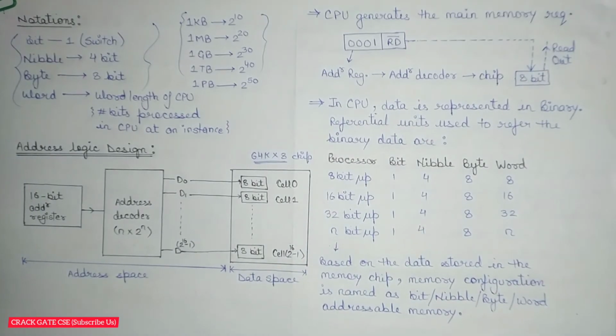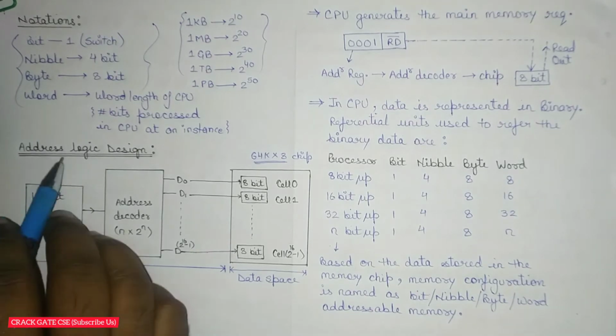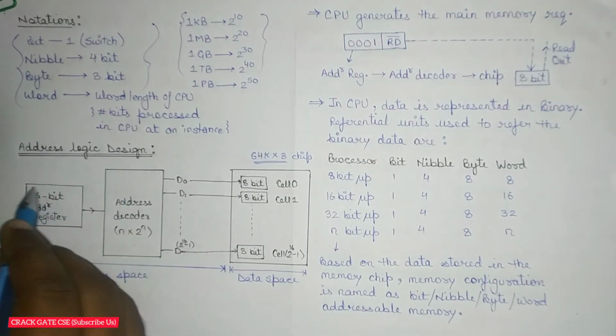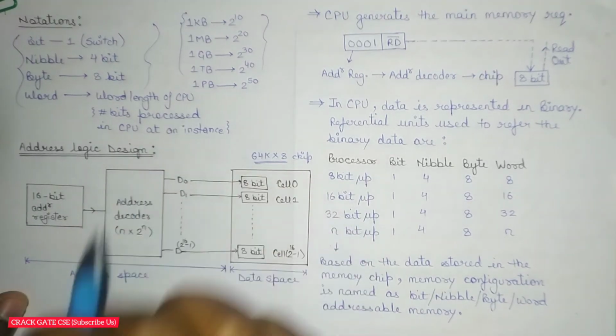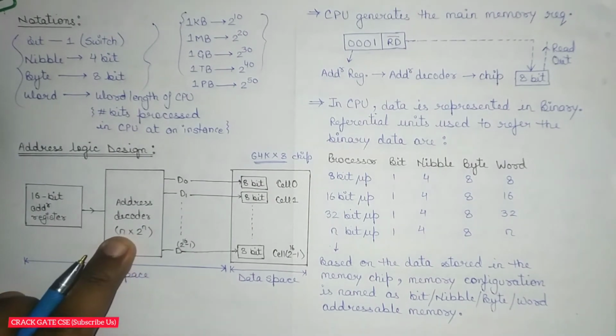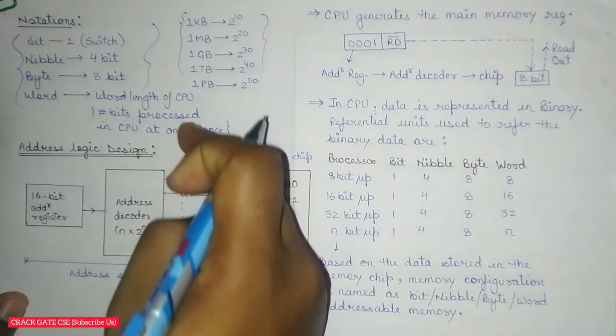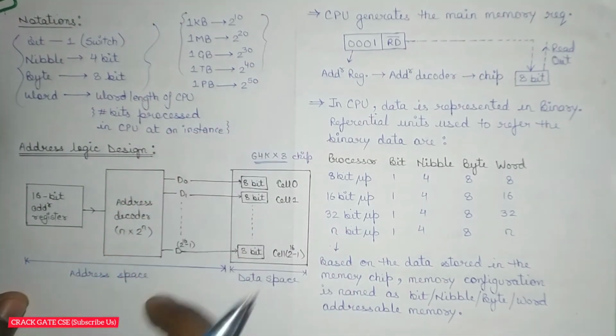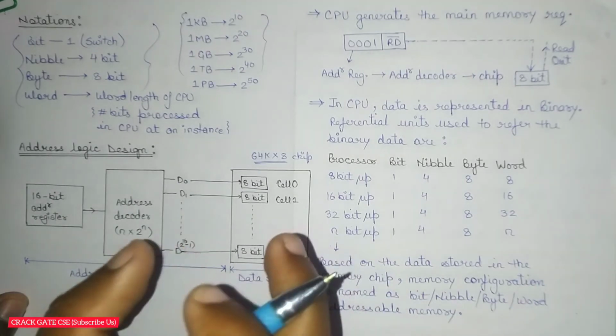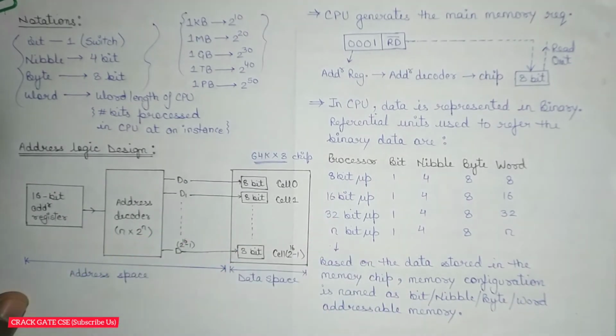Now we understood how the CPU makes the request. Now we have to find out exactly what goes inside, how that particular address will be processed. So this is the address logic design for the same. Initially we will have a 16-bit address register. That address will be given to the address decoder, where it will be converted from n to 2 to the power n, and the respective line, whatever the value we have in the address, will be enabled, and then we will move on to that particular cell to access the 8-bit data which is stored in that particular cell.